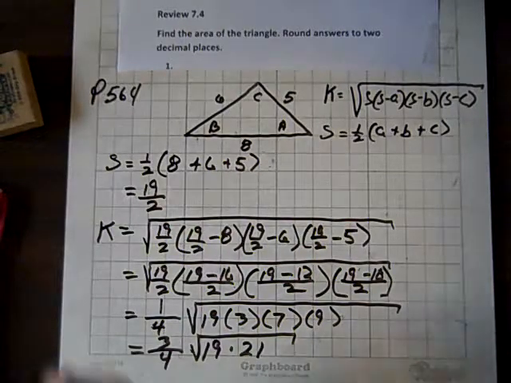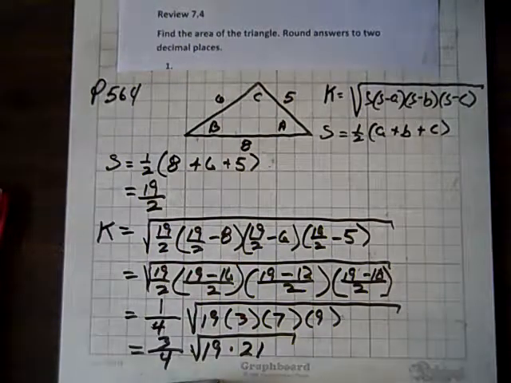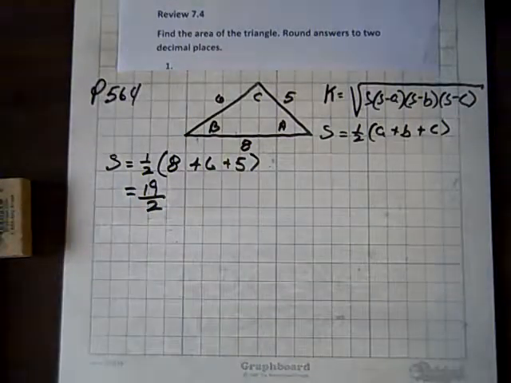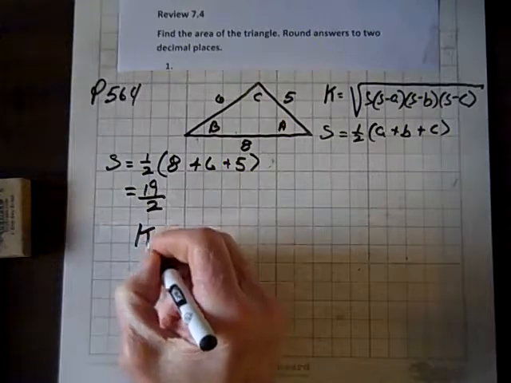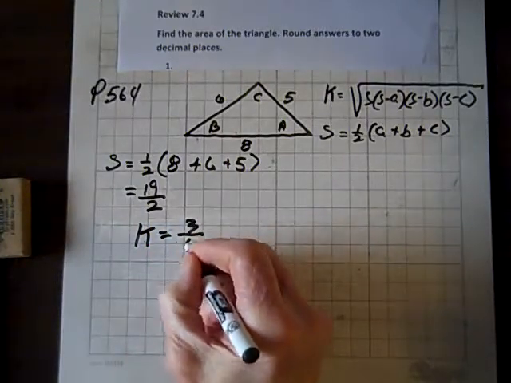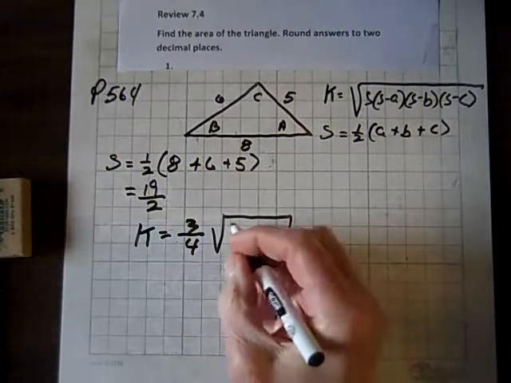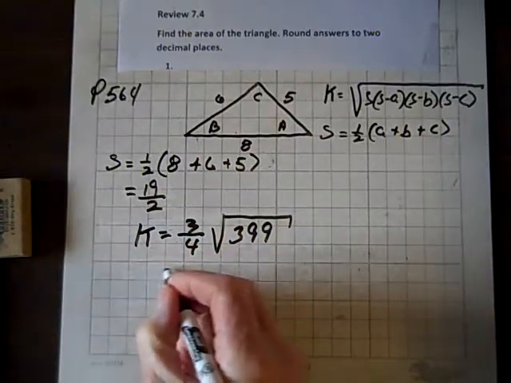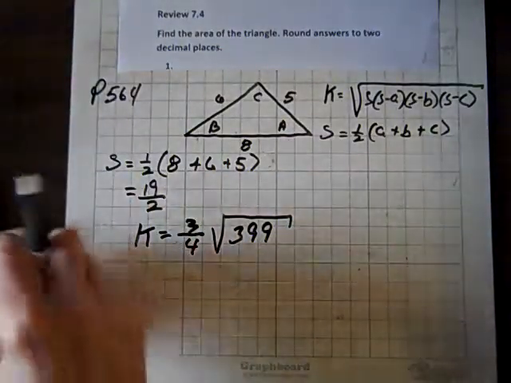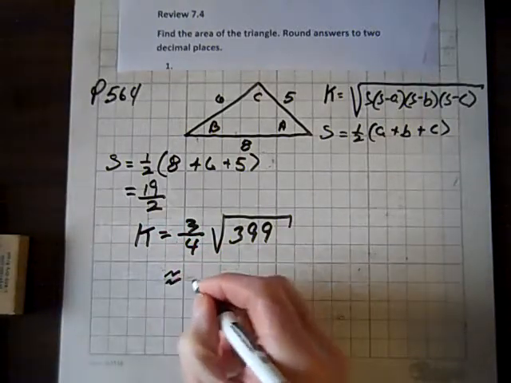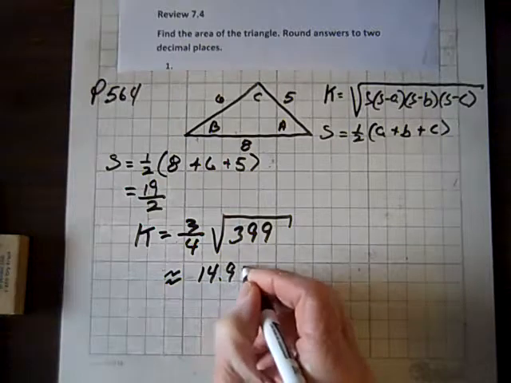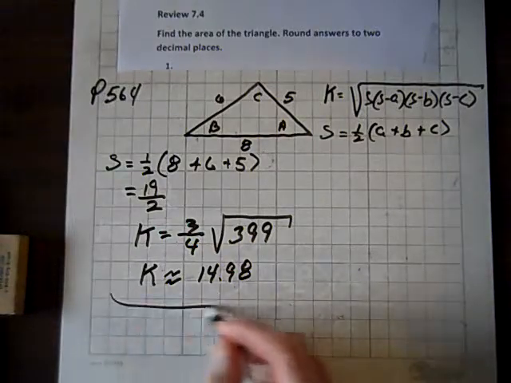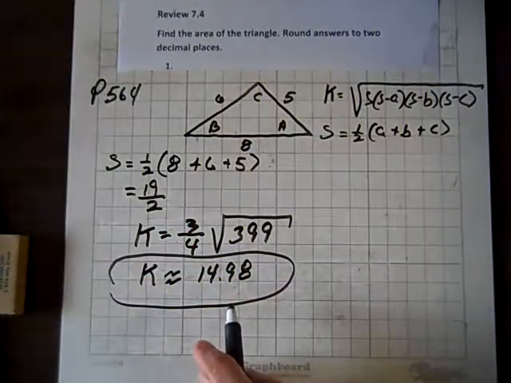So make note of that. We're going to erase this because we're out of room. Got that? Okay. So now K equals 3/4 times the square root, and when we multiply 19 and 21 together, we get 399. And running that through a calculator, we get a close approximation, which is 14.98 square units, whatever they happen to be. They didn't give us units, so there we are.